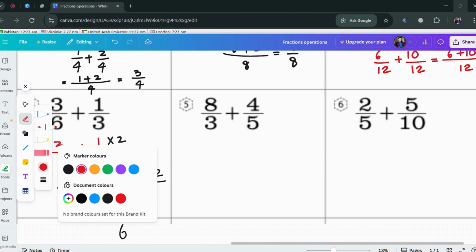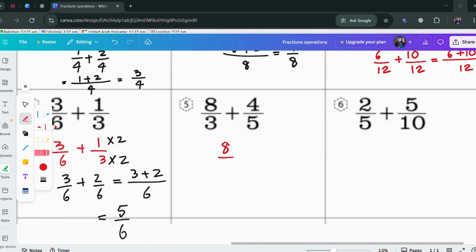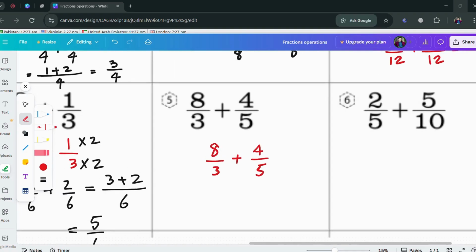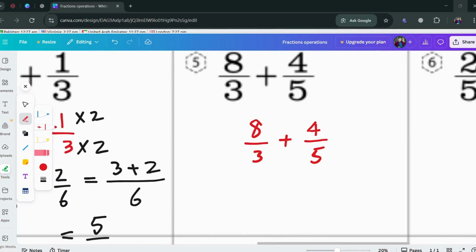Alright, so for question number 5, I'm going to apply the same exact process. I have 8 over 3 plus 4 over 5, right? I need to do the same exact operation. First of all, let's just see what is the LCM of 3 and 5, right? The LCM, which is called least common multiple, for 3 and 5 can be found out as 6, 9, 12 and 15. These are the multiples of 3, right? Similarly, I will be writing down the multiples of 5 as well. That is 10, 15, 20.